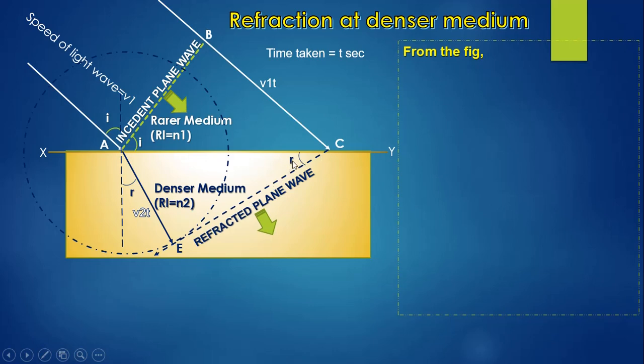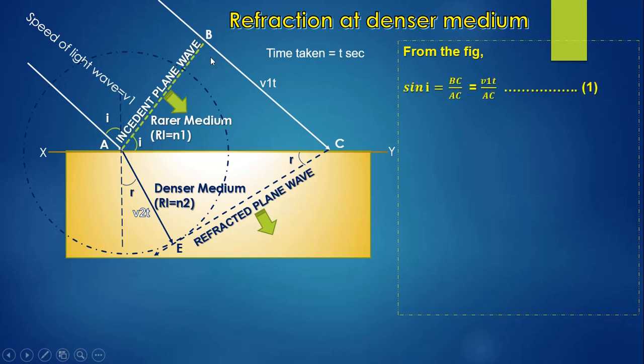Similarly, for this angle R, the opposite side is AE and the hypotenuse is AC. If this is the angle of incidence, then this angle must also be equal to the angle of incidence I. If this is the angle of refraction, then for the triangle ACE, angle ACE must be equal to the angle of refraction. So let us take the first triangle ABC and write the sine of I.